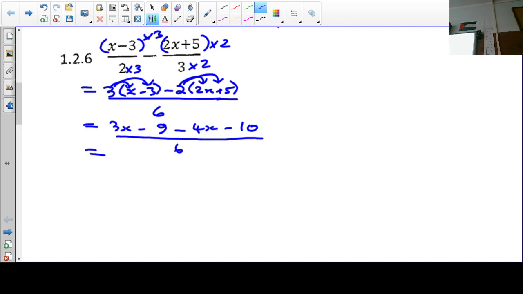So what do I do now? What's the process? Well, we're going to add the like terms. So what's 3x minus 4x? Negative x. Negative 9 minus 10, negative 19 over 6. Okay? Any confusion? No? Anybody want to share where they made the mistake there? No?